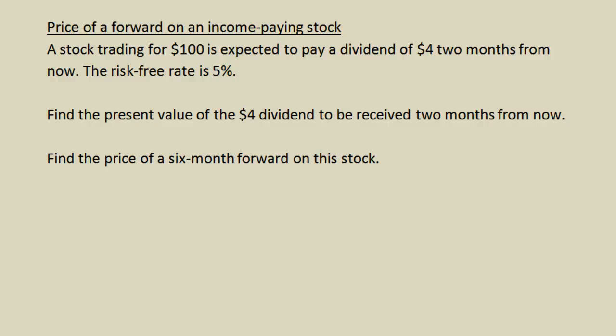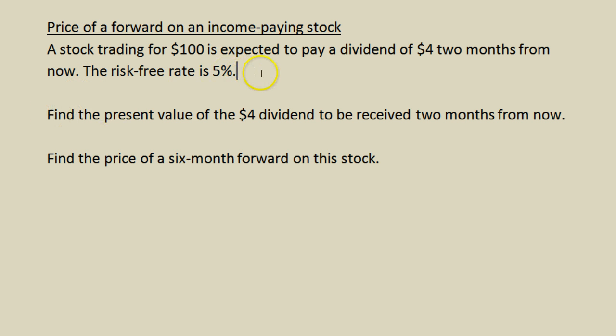Hello everyone, Jeff here with an example of finding the price of a forward contract on a stock that pays income, which usually means a dividend. In this example, we have a stock trading for $100, which is expected to pay a dividend of $4 2 months from now. We're going to assume the risk-free continuously compounded interest rate is 5%.